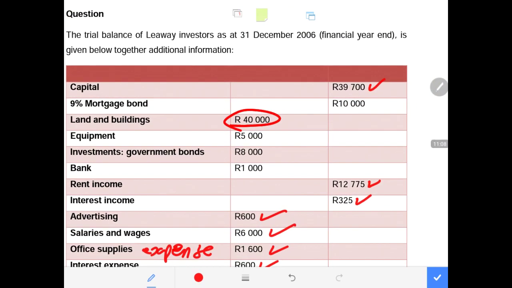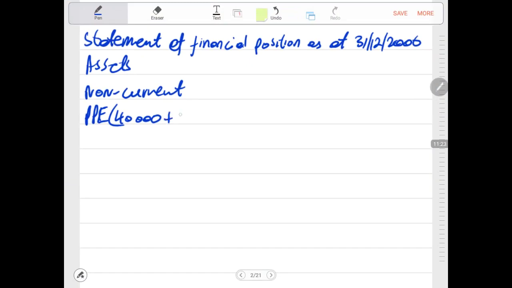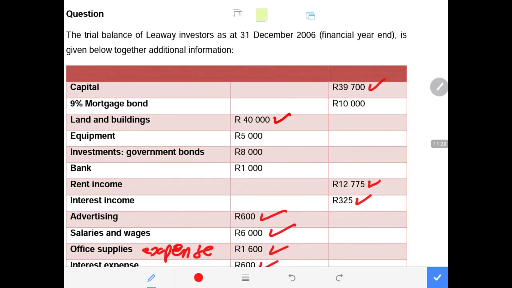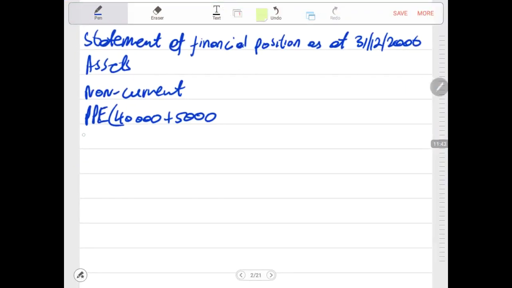We look for another item of PPE. Don't forget to tick. Remember, this is a mortgage bond. It's a liability, a long-term liability. Equipment amounts to 5,000 rands. So we say plus 5,000 of the equipment. Then after that, we look for the investment. There is an investment in government bonds. This is 8,000 of the investment. So we also tick this investment. We assume it to be a long-term investment. Normally, investment on government bonds is normally a long-term investment.